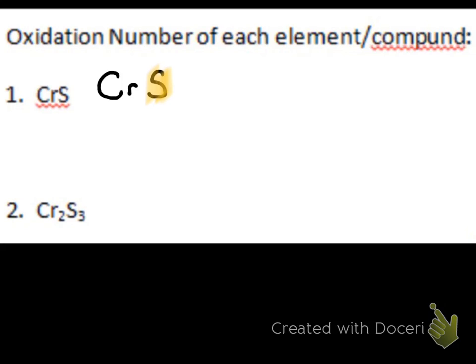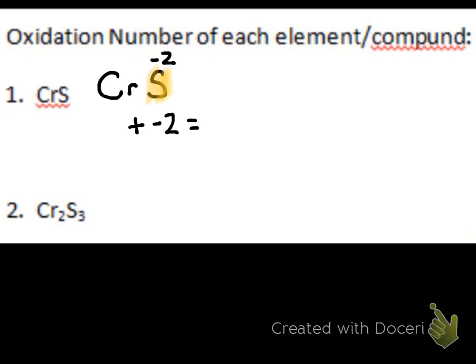And I know this by its placement on the periodic table, like sulfur's example here. I know that sulfur from the periodic table is a -2. Okay, if each sulfur has a -2 charge, and there's one of them, that is a total of -2. Okay, so now I'm working backwards. I'm going this way.